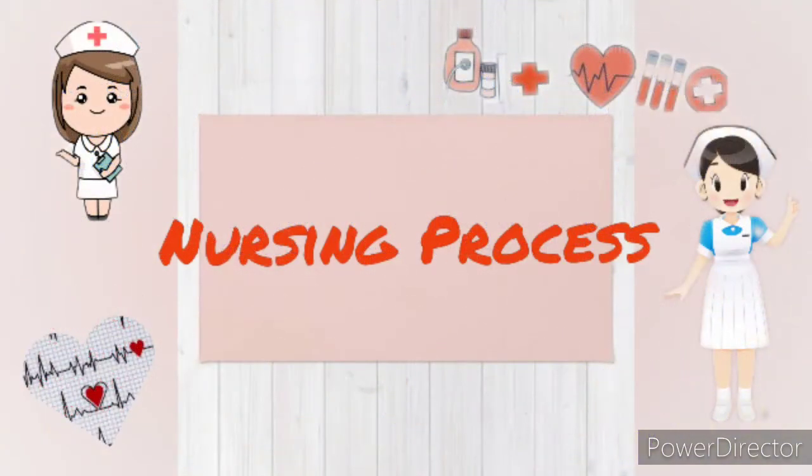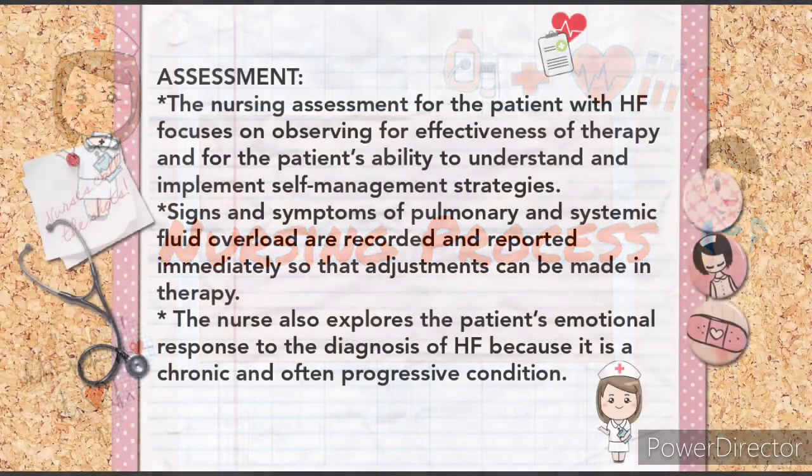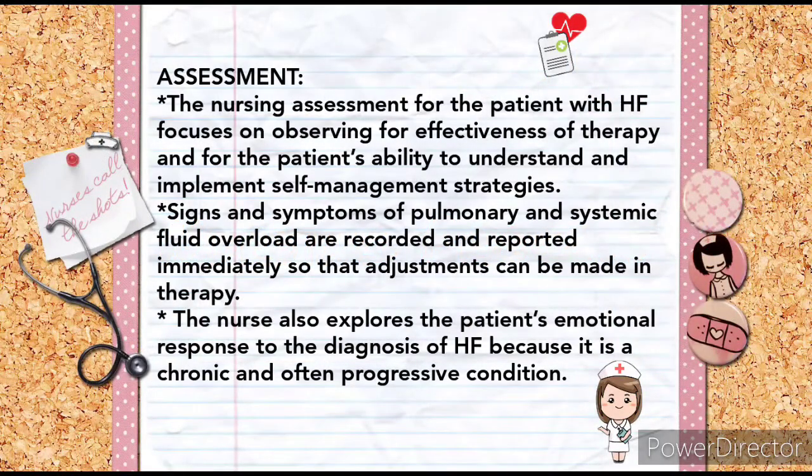Now let's talk about the nursing process. First is the assessment. The nursing assessment for the patient with HF focuses on observing for effectiveness of therapy and for the patient's ability to understand and implement self-management strategies.